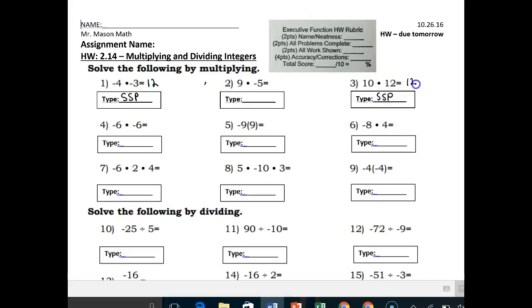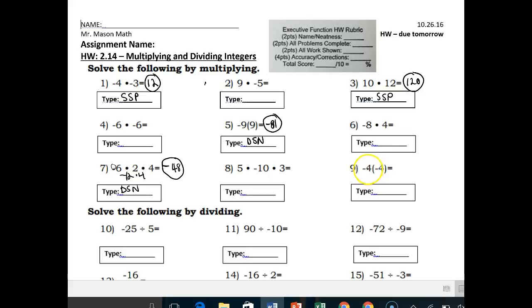That's a positive 120. Number 5, parentheses means multiply. So this is a DSN, different signs negative, negative 81. Number 7, we have only one negative, so my answer will be negative. Put a negative out there. Say DSN. This is negative 12. Negative 12 times 4 gives you negative 48.